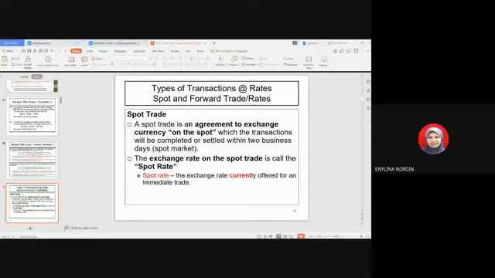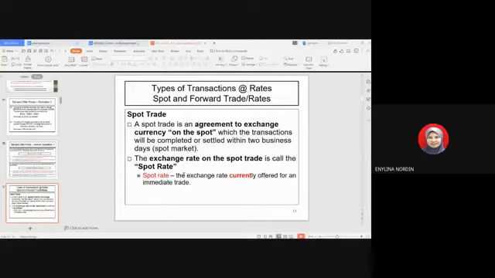Okay, and the transaction must be completed or settled within 2 business days. Right, that must be completed and must be settled within 2 business days, and the exchange rate on the spot trade is called the spot rate. Okay. So you trade the currency in this spot trade using the spot rate.